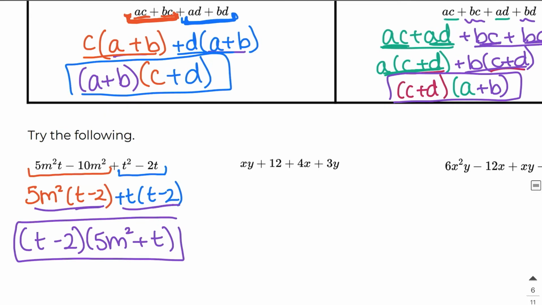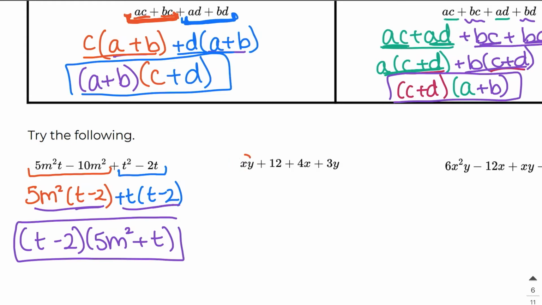In this next example, be careful because if I group the xy and the 12 together and then the 4xy and the 3y together, there's nothing in common with either of these groups, which means that I want to rearrange my groups. So I've got a few options. I can either group the xy with a 4x because they have an x in common, or I could group the xy with a 3y because they have a y in common, okay?